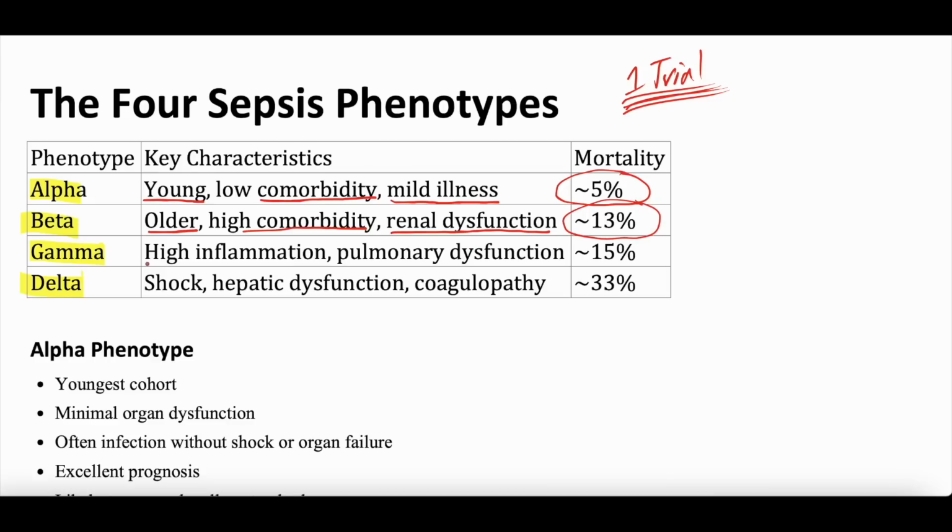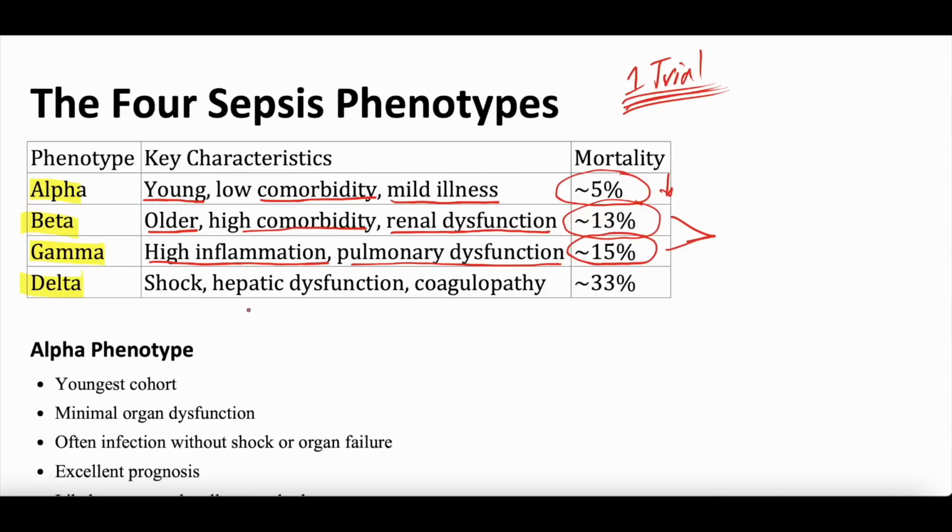Gamma had a higher degree of inflammation. Their inflammatory markers were more elevated and deranged. And they also had a higher incidence of pulmonary dysfunction or lung dysfunction requiring oxygen therapies or mechanical ventilation. Their mortality was a little higher, but similar-ish to beta. So the beta and gamma phenotype mortalities were similar, whereas alpha was the lowest.